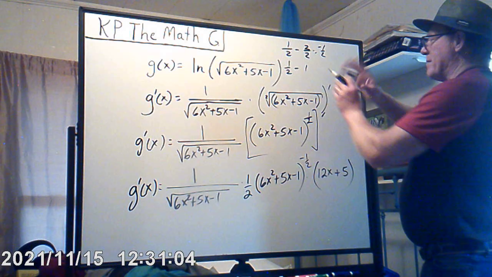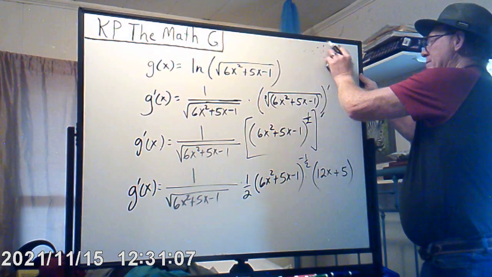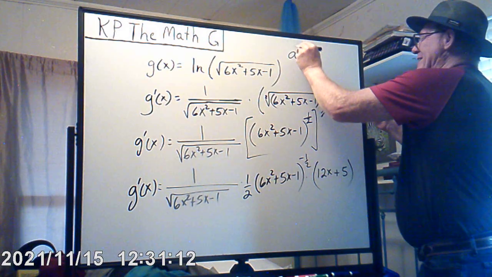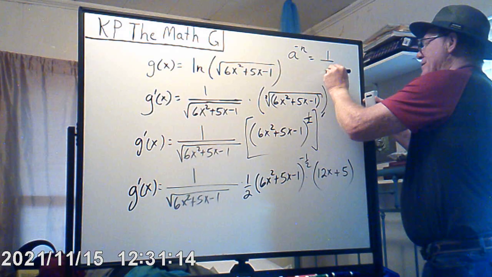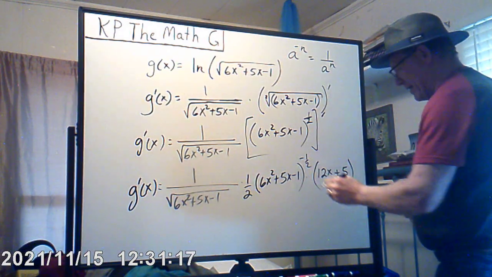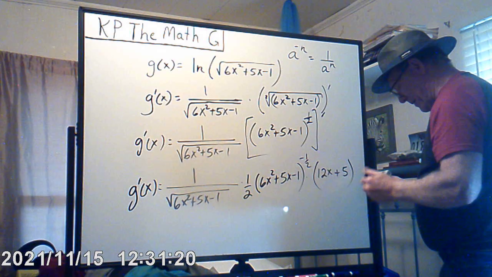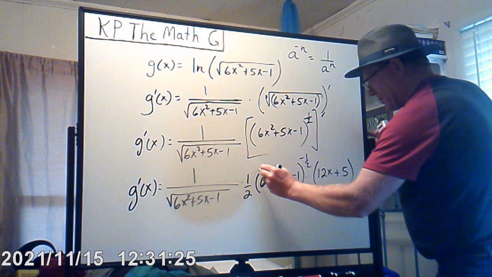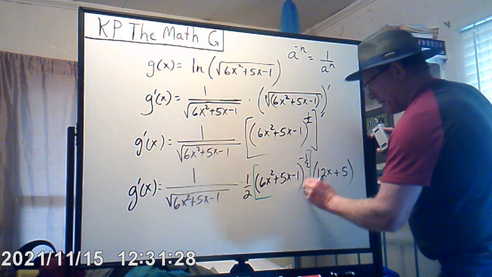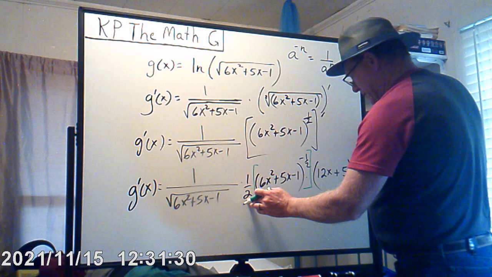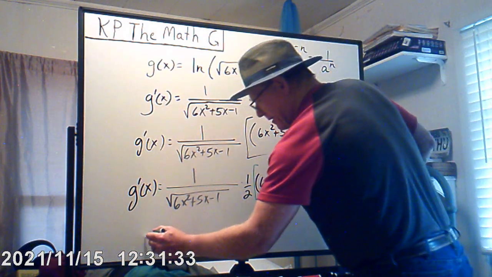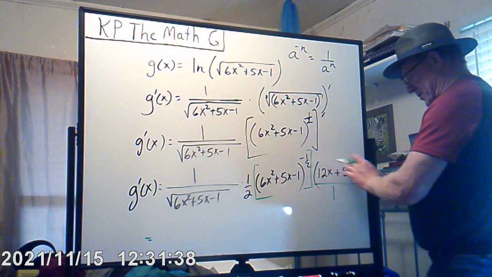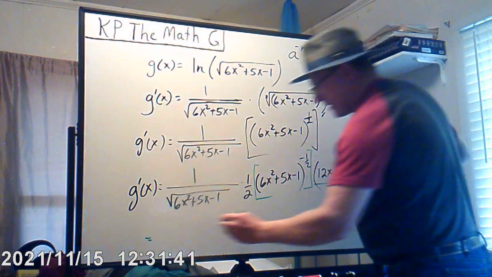Okay, another thing about this one here, there is a rule up here that says that if we have a to the negative n, that's equal to 1 over a to the positive n. This is the part right here that I want to sink to the bottom. This is already at the bottom, the 2's already at the bottom, so the only thing that's at the top is 1 times it. This is over 1, y'all. So this 12x plus 5 stays up here.